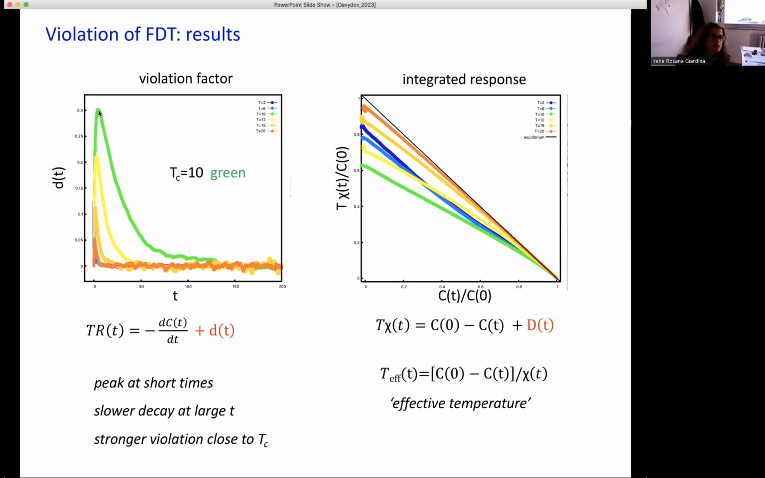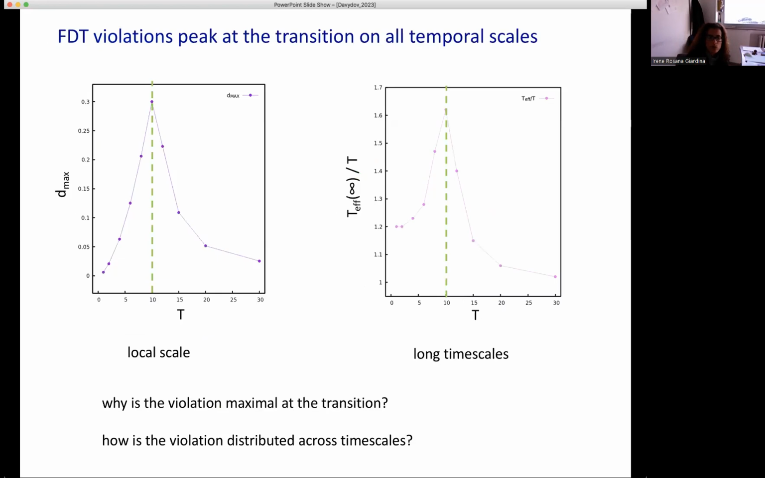The first number is the height of this peak, and this quantifies the degree of violation of FDT at short scales. And then we can look at the effective temperature as T goes to infinity, at large times. And this quantifies the violation of FDT at large scales. So what do we find is the following. This is the local indicator, this is the global indicator. Both of them peak at TC. So the violation of equilibrium is stronger, both locally and globally, at the transition temperature, okay?